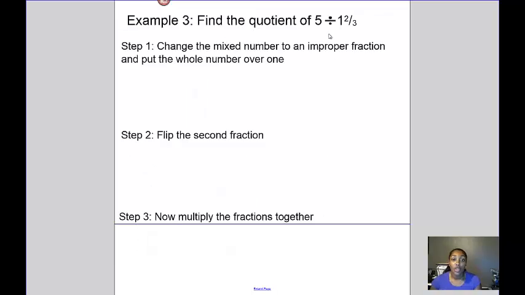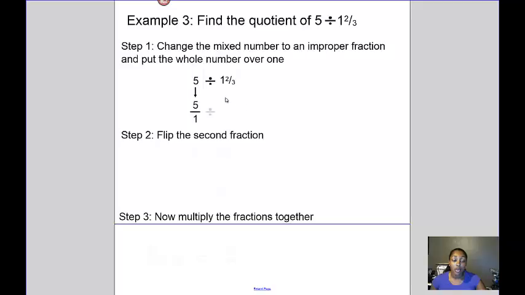So now I want to find the quotient of 5 divided by 1 2/3. When you have mixed numbers and whole numbers, you got to do a little bit of an extra step before you can do your keep, change, flip. Anytime I have a mixed number, I'm going to change the mixed number to an improper fraction. And anytime I have a whole number, I'm going to put the whole number over 1. And in this problem, I actually have both. So the first thing I'll do is take my whole number, 5, and place it over 1.